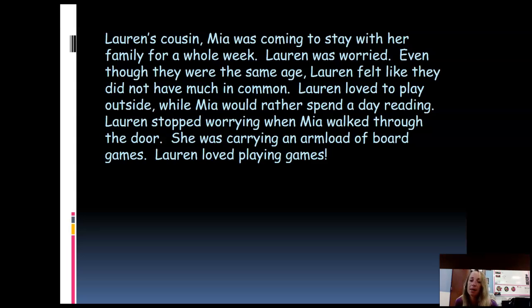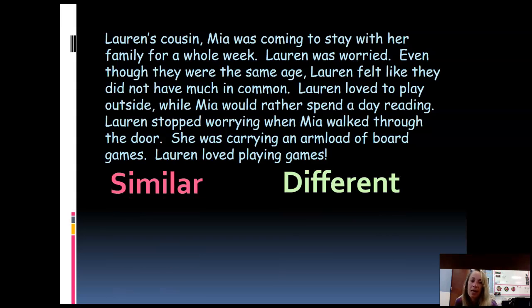Lauren loved playing games. So I need you on your piece of paper to write down how Lauren and Mia are similar and how Lauren and Mia are different. Make sure that you're writing your answers on your paper. Pause the video, reread the story if you need to, to find out how they're similar and different. When you're ready, please press play.